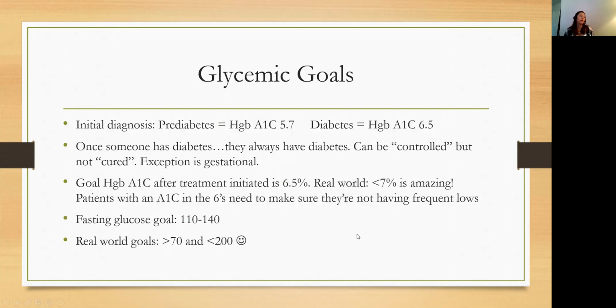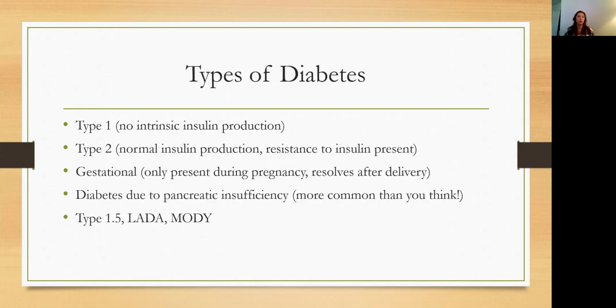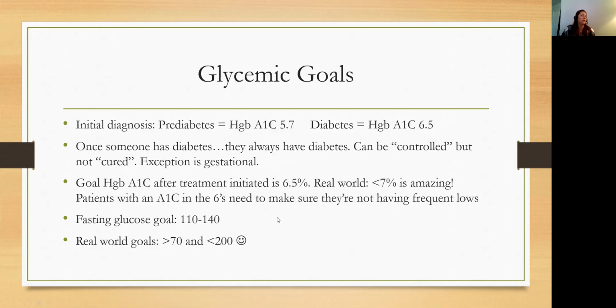So when you're talking about glycemic goals in these patients, when you're first diagnosing somebody with diabetes, pre-diabetes is an A1C over 5.7, and diabetes is an A1C over 6.5. This is just when you're first diagnosing somebody, looking at their A1C and deciding if you need to treat them or not. People with prediabetes, it's kind of up to you. Usually you can start with just diet counseling. Sometimes we'll start them on metformin, but you don't always have to treat prediabetes. It's just something the patient needs to be aware of. And then obviously once you get to an A1C of 6.5, you need to start treatment.